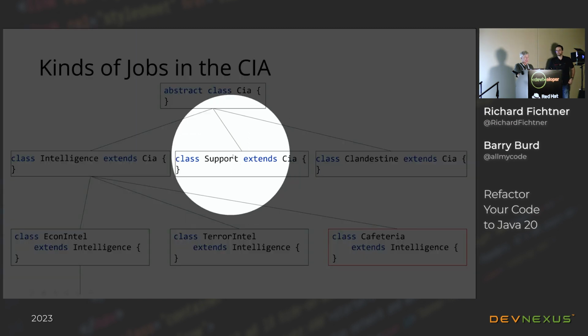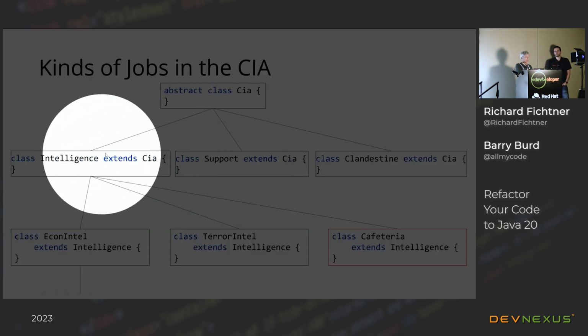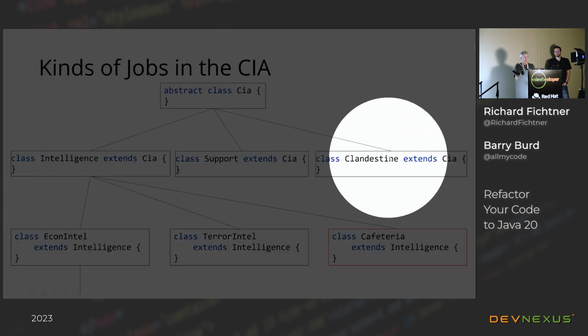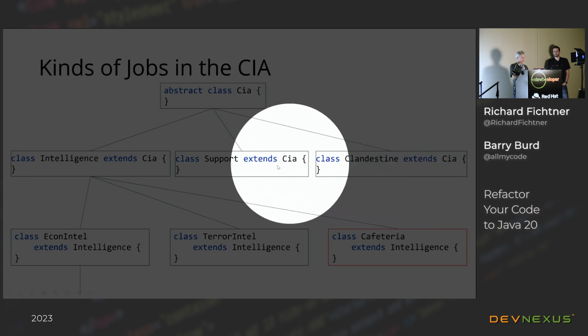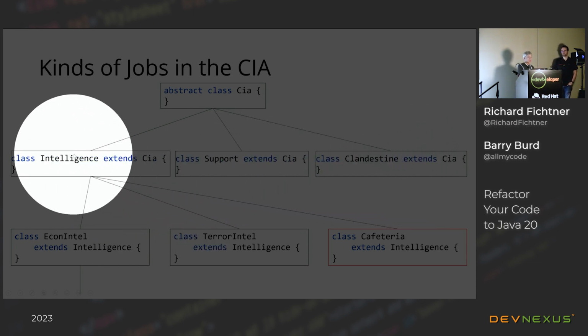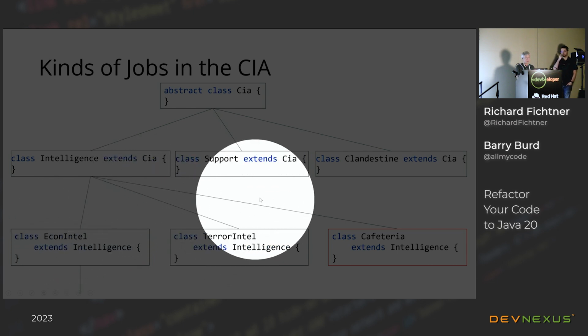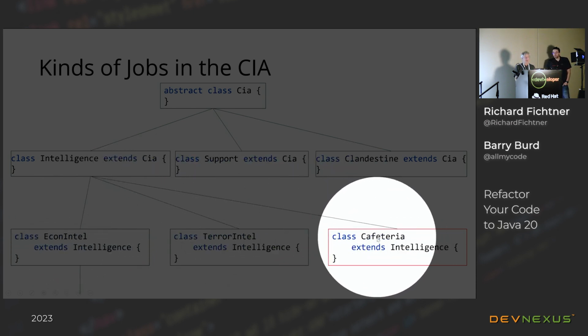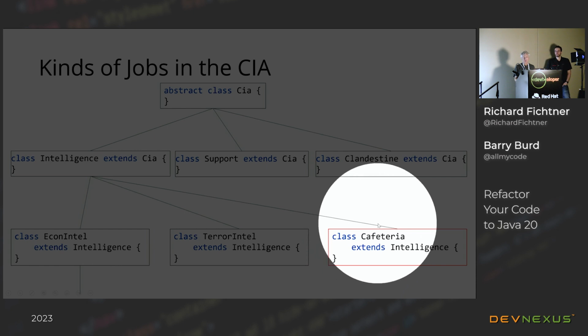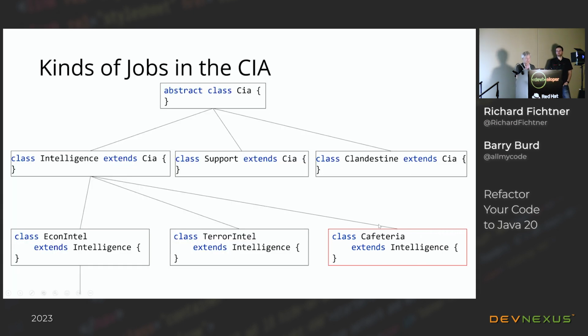Abstract class CIA, right? And intelligence, support, clandestine. There are more categories, but let's just do 3. And there are 2 kinds of intelligence: economic intelligence, terror intelligence, and then somebody accidentally put cafeteria in there. That's not an intelligence branch of the CIA.